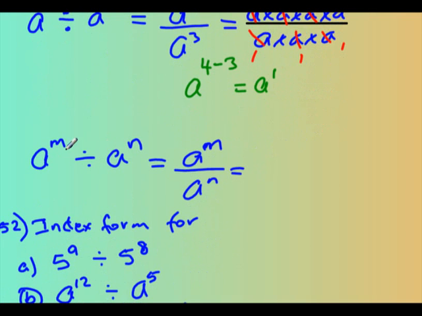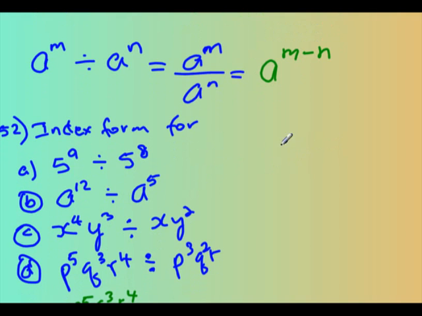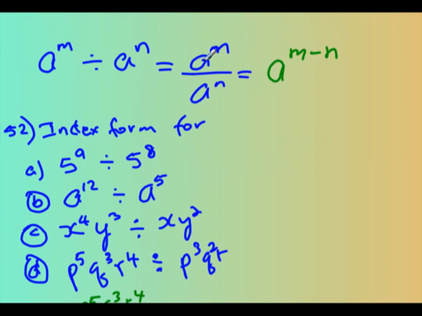So the general rule is if we are dividing two quantities with the same base, we can actually keep the base and take the denominator power from the numerator power. The numerator power goes first minus the denominator power. Okay, so let's look at example 52, where we can do some practice.